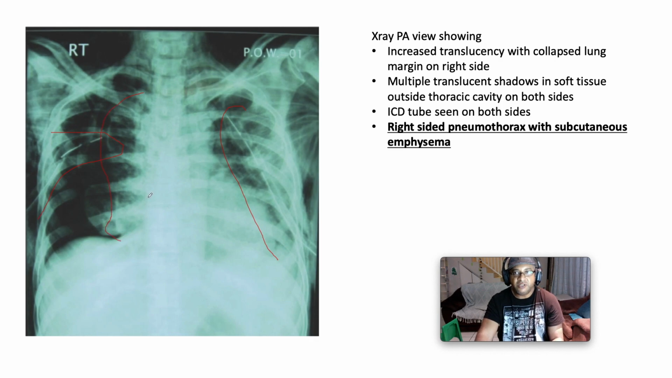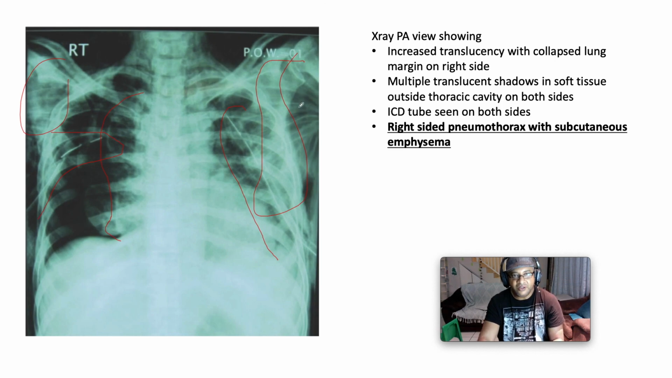Multiple translucent shadows in the soft tissue outside the thoracic cavity on both sides. That speaks to subcutaneous emphysema. ICDs inserted bilaterally. This is a right-sided pneumothorax with subcutaneous emphysema.